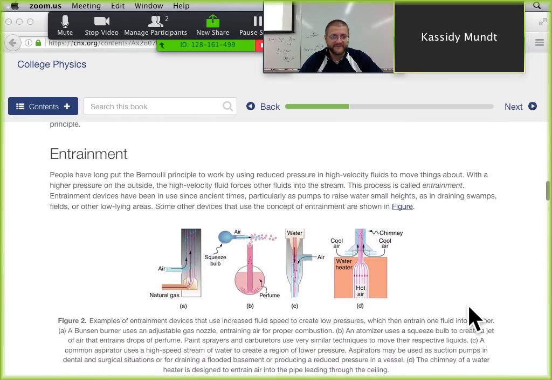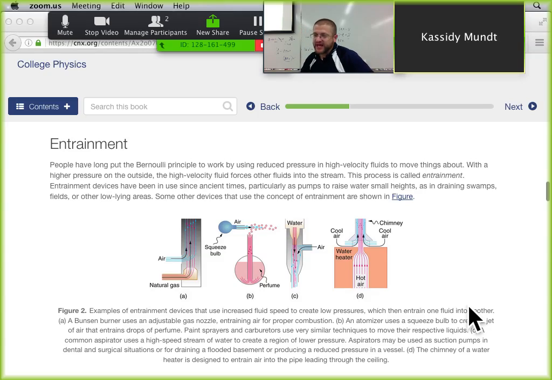Now, here are some applications of Bernoulli's principle. This is called entrainment. Oh, that's what I've heard the name Bernoulli. Oh yeah, you've heard Bernoulli a lot before. So entrainment is the use of pressure and movement of fluids to actually create an upward flow or an outward flow of something.